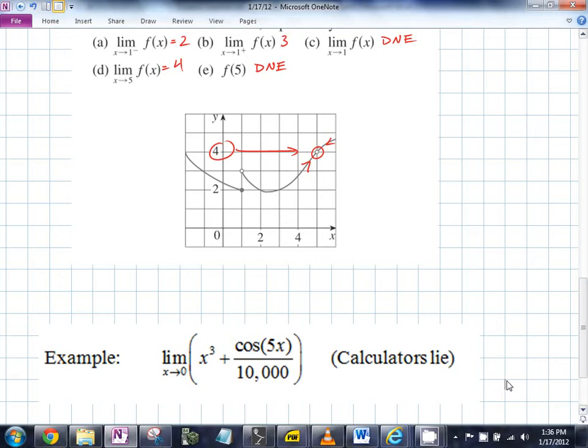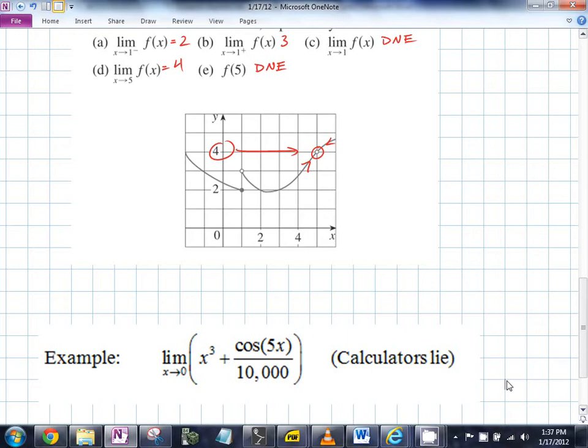On this one, you might be cruising along, you might do the same thing. What do you always think of first when you're trying to evaluate a limit? What do you always try first? Plug in. No, you don't simplify first. You plug in the number. Can you plug in 0 into this? Yeah, you can. What's cosine of 0? What's 1 over 10,000? 1 10,000th. So what's the limit here?